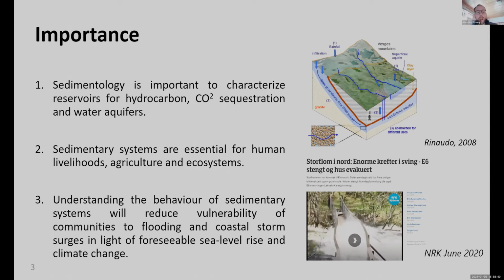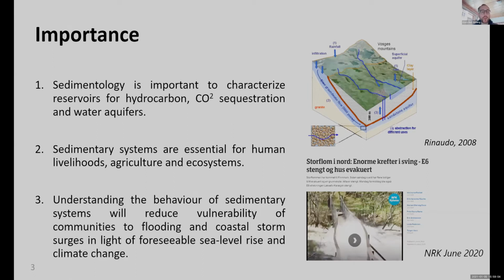And then thirdly, understanding the behavior of sedimentary systems and our knowledge of how they change through time, I think at least can help us reduce the vulnerability of communities to flooding and coastal storm surges in light of foreseeable sea level rise and climate change.